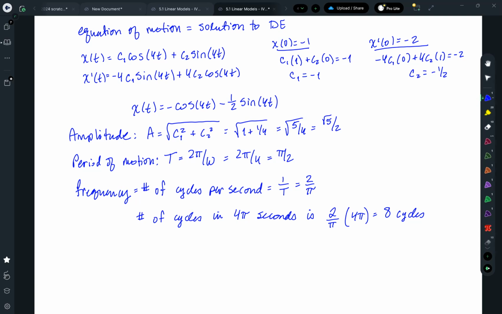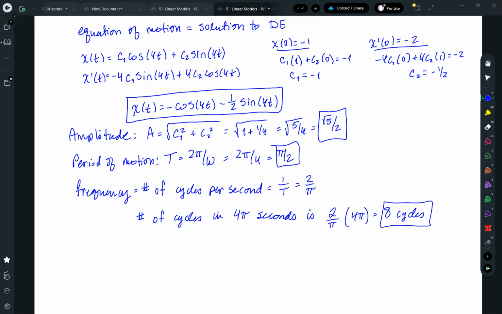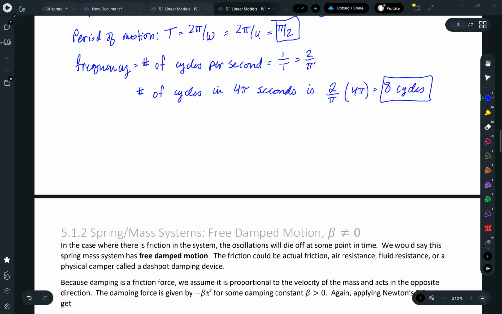And that answers all the questions that were asked of us. So we got our equation of motion, our amplitude, our period of motion, and the number of cycles in 4 pi seconds. All right, next topic.